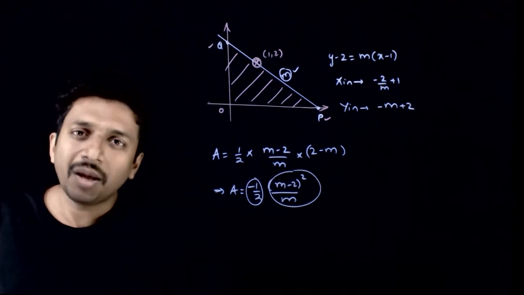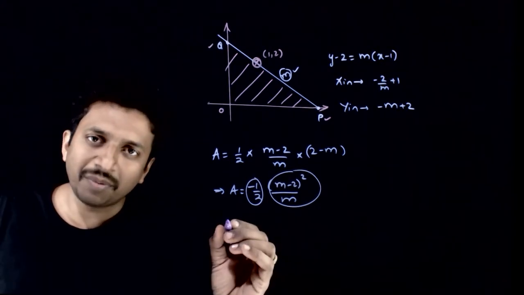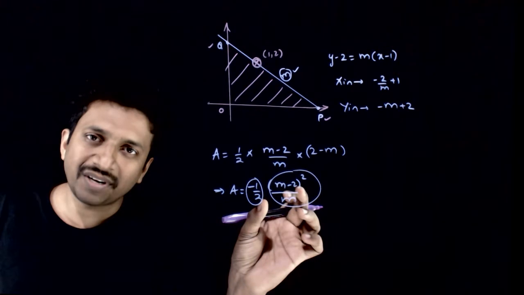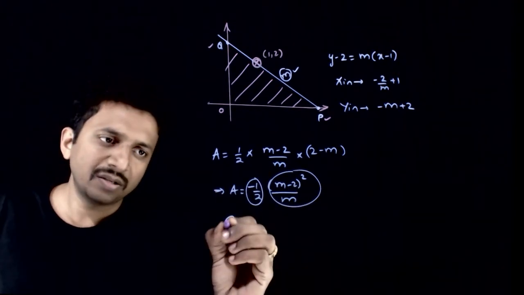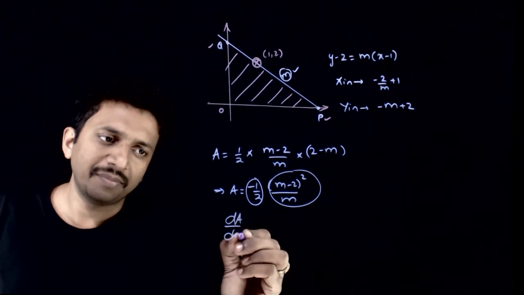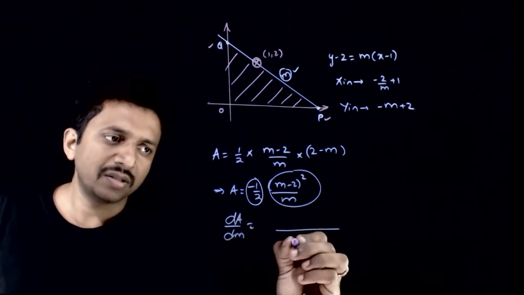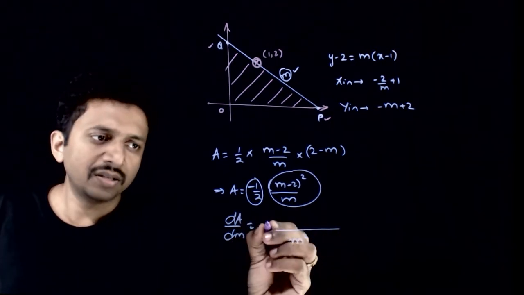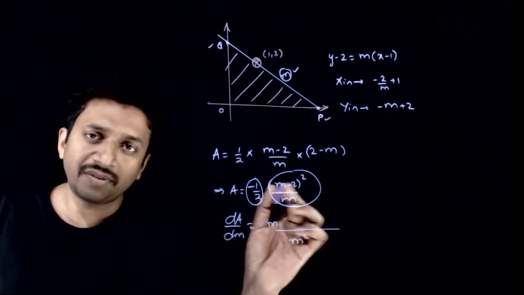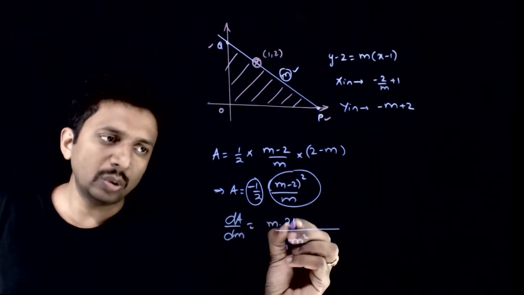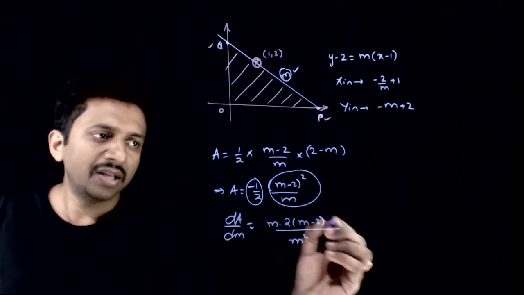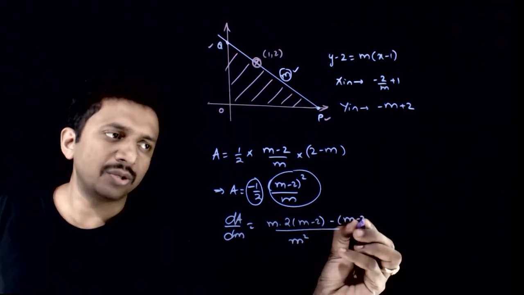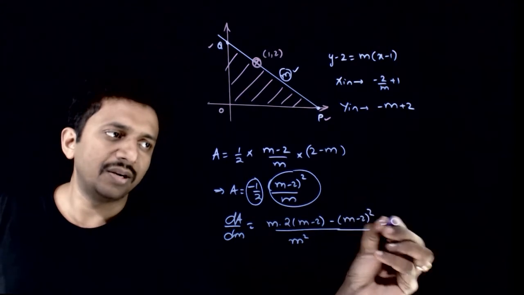So you want the minimum area. I want A minimum. So I'll just differentiate this with respect to m and equate it to 0. What is dA by dm? In the denominator you have m square. So m times the differentiation of (m minus 2) whole square, which is 2 times (m minus 2), minus (m minus 2) whole square is equal to 0.